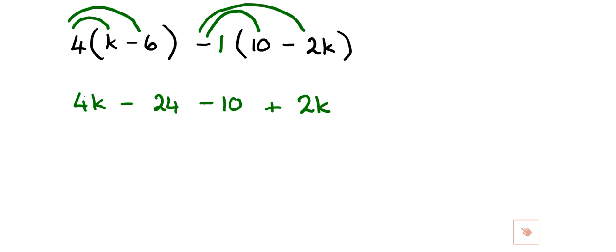Okay, so just to recap, we've got our notes. So this is 4 times k. This is 4 times negative 6. This is negative 1 times 10. And this is negative 1 times negative 2k. Now don't forget that when we did the question, this 1 wasn't there. Alright?